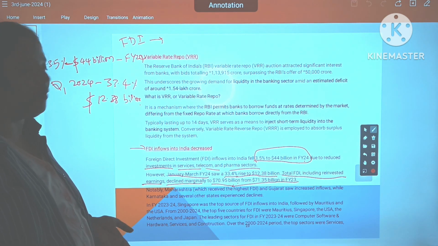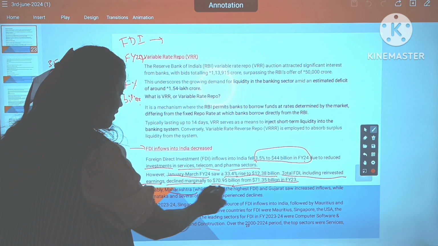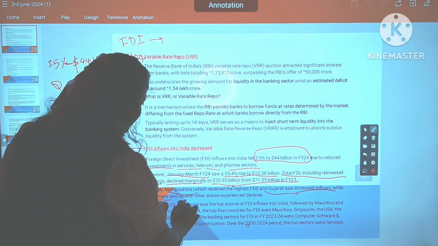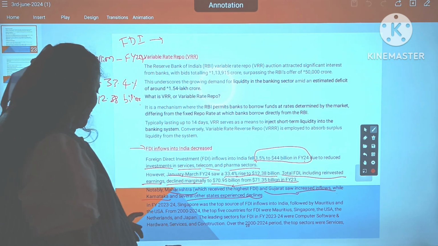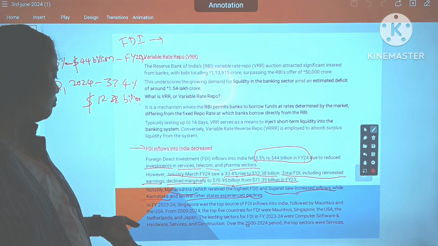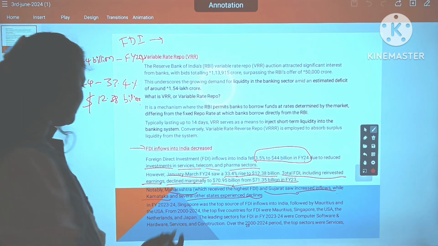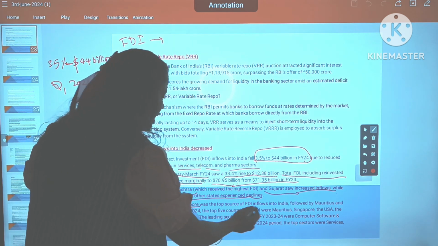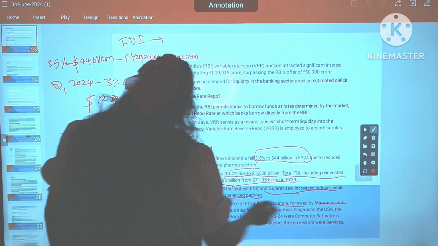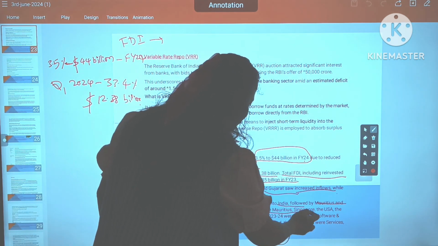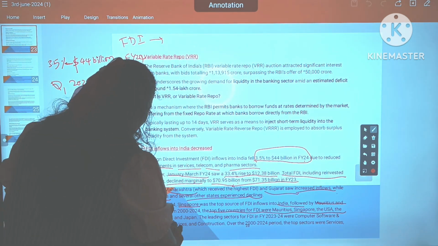And what are the states getting more FDI into India? They are Maharashtra and Gujarat, with increasing flows, while Karnataka and several other states experienced a decline. And which countries have more inflows of foreign direct investment? Singapore was the top FDI source for India, followed by Mauritius and USA. Top 5 countries for FDI were Mauritius, Singapore, USA, Netherlands and Japan.